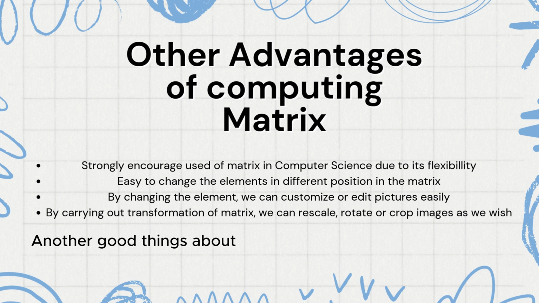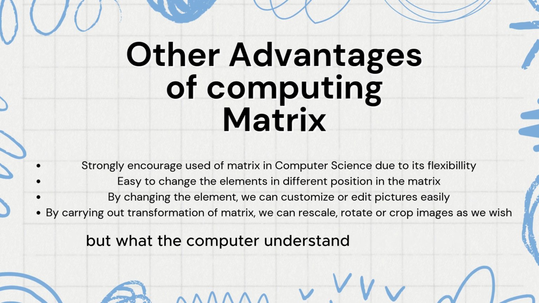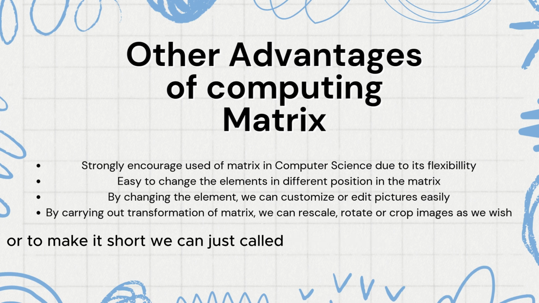Another good thing about linear systems written in matrix form is their flexibility. For example, if today we are willing to edit or process an image, obviously the computer cannot see the image with raw eyes like we do. But what the computer can understand is basically just the matrix formed by the image. Like we mentioned earlier on, the image is formed by several vectors representing different parts of the image, or to make it short, we can just call it the pixel values of the image.